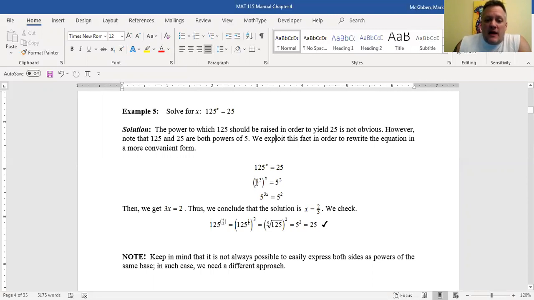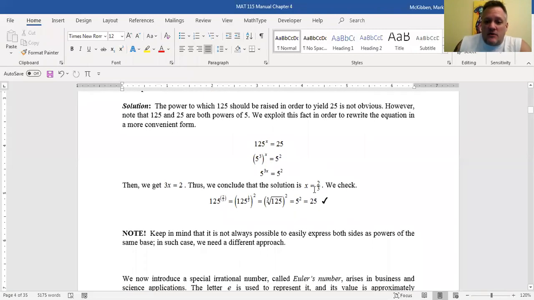But I still have to write this left side as 5 to something, right? And so I get 5 to the 3x on the left and 5 squared on the right. And so I'm going to equate 3x and 2, right? Since I now have both sides as powers of 5, I equate the exponents, and then I solve that for x to get x equals 2/3.